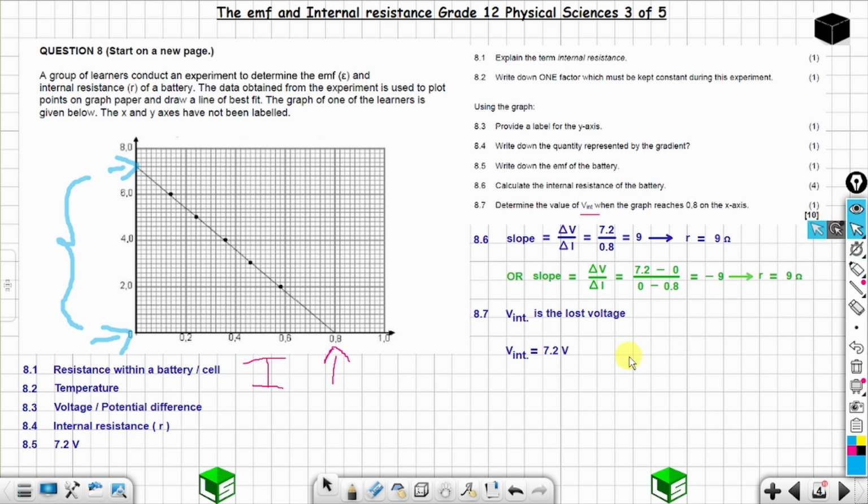So you can do this, or you can use the formula. The total current is 0.8. The total current in the circuit, 0.8 times internal resistance 9. You are going to have 7.2 volts, which is your internal voltage. So we are done with this question.